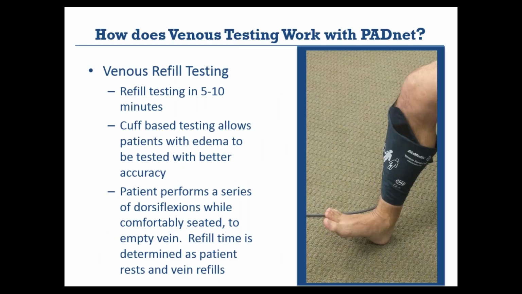Our venous testing works using a pneumographic cuff. The patient evacuates blood from the lower extremity using a series of dorsiflexions, and then the refill time is calculated from there. A PAD study takes 20 to 25 minutes. The CVI study is much shorter, normally 5 to 10.